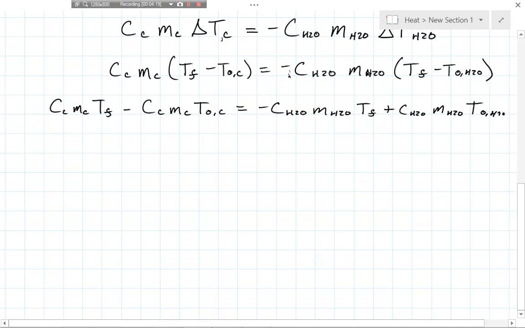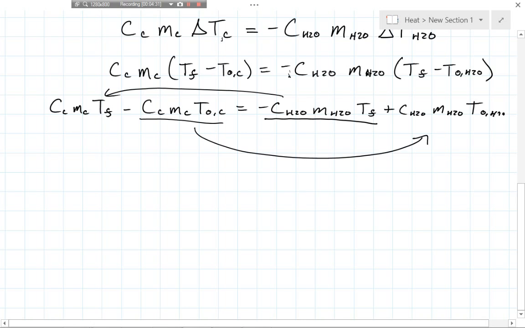So what I want to do is take everything that has a T final and move it to one side. So I'm going to take this term here and move it to the other side, and I'm going to take everything else and move it to the opposite side. So to move this over here, I'm going to add this to both sides, and to move this term over to the right, I'm going to add this to both sides.